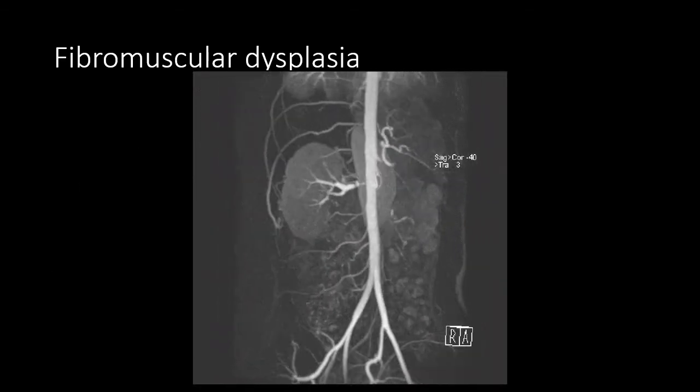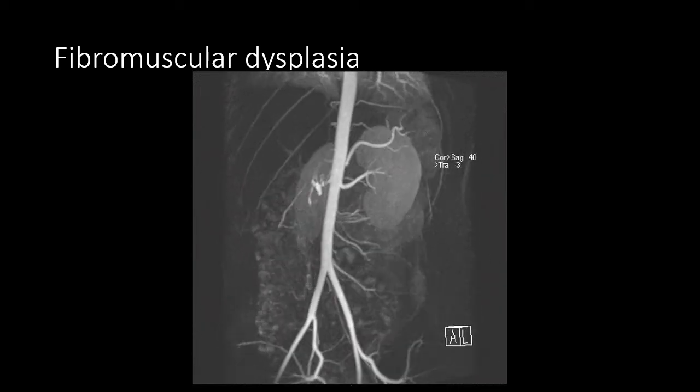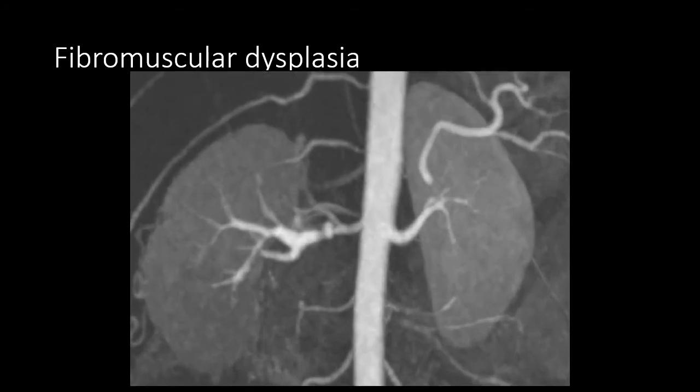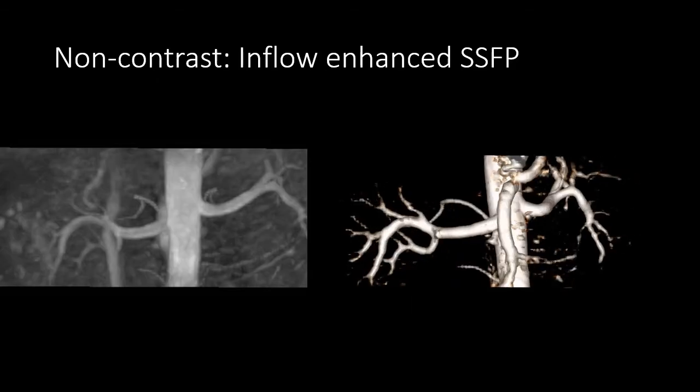Here's quite a young woman who has fibromuscular dysplasia. She's in her mid-20s, and you can see this classic beaded appearance in the center of the main renal artery. It's absolutely typical of fibromuscular dysplasia. These lesions usually respond very nicely to balloon angioplasty, but they may need repeat procedures over their lives, and we try and avoid stenting where possible.